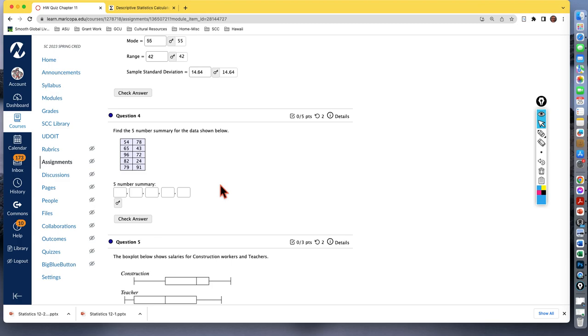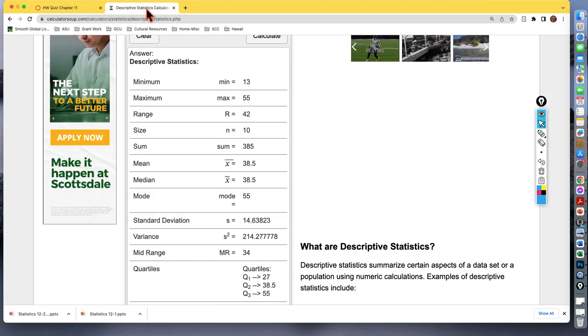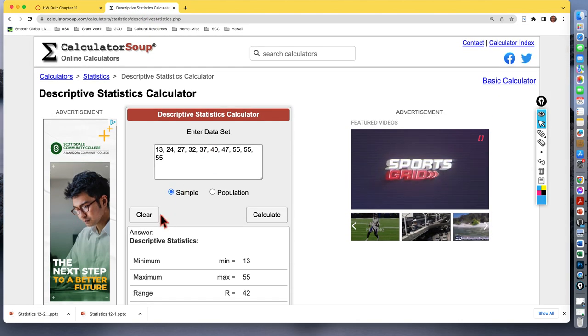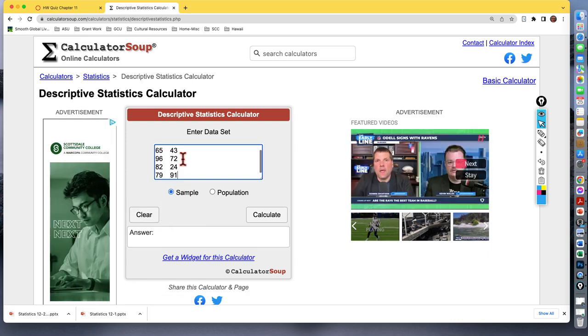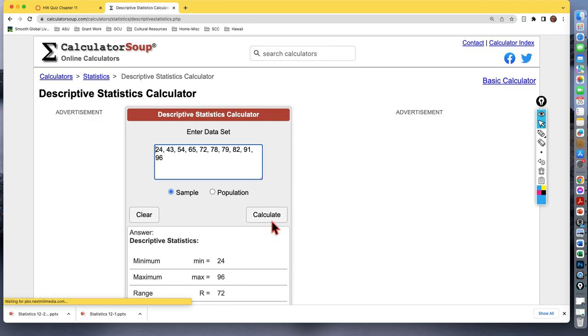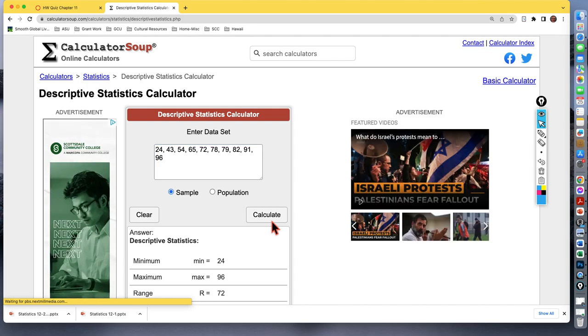5-number summary, so let me show you what that is. That's going to be taking 5 numbers. I believe we can also copy this. So Command C, copy the data. We come here, we can clear the data, and Control V, we can paste the data. Then we can calculate. And it took it just fine. Okay, so that's kind of a nice feature. That's why I like this particular calculator.